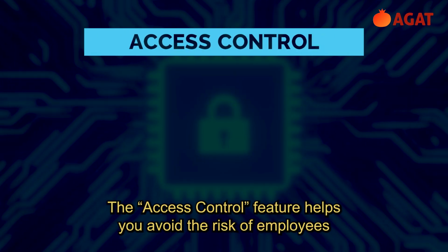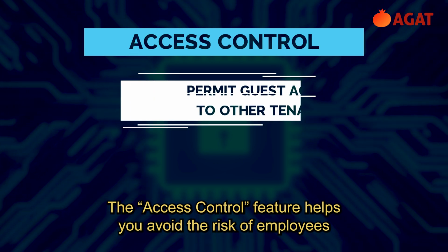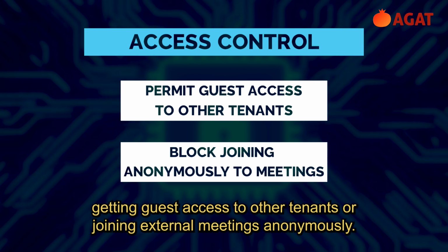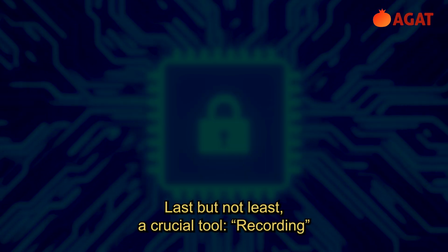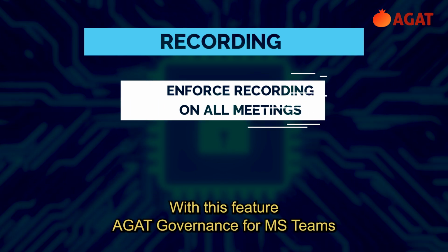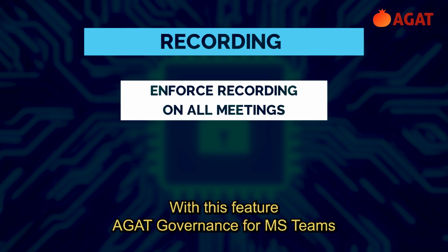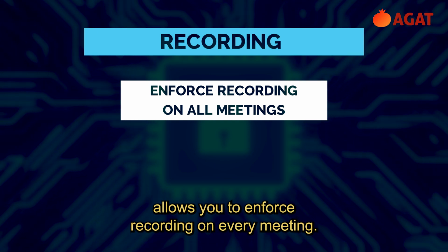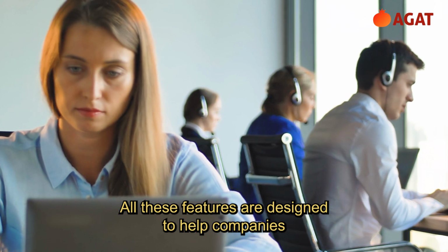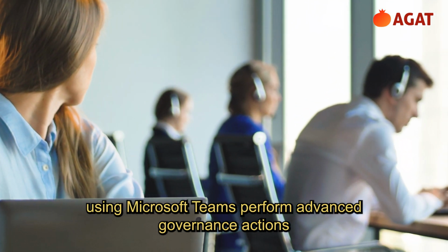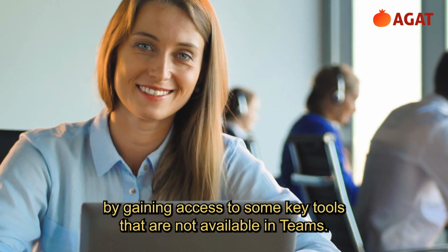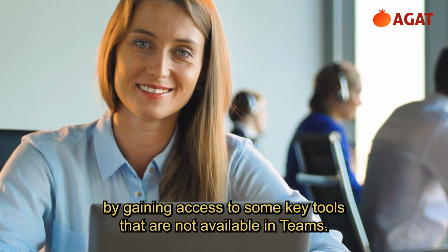The Access Control feature helps you avoid the risk of employees getting guest access to other tenants or joining external meetings anonymously. Last but not least, a crucial tool: recording. With this feature, AGAT Governance for MS Teams allows you to enforce recording on every meeting. All these features are designed to help companies using Microsoft Teams perform advanced governance actions by gaining access to some key tools that are not available in Teams.